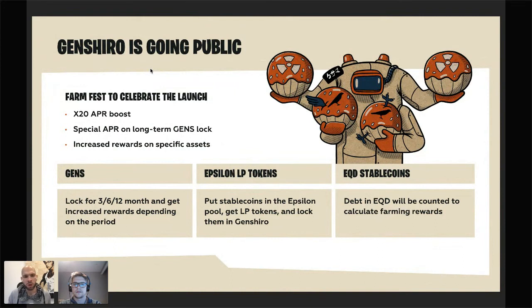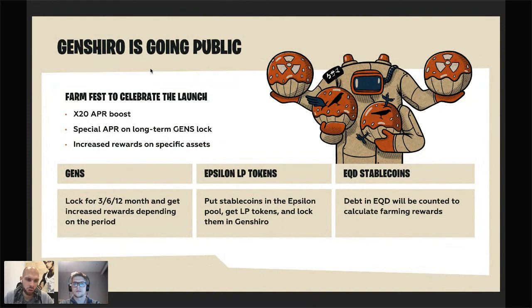So for example, if you use Epsilon LP tokens within our platform, or specifically provide liquidity into Epsilon, get LP tokens and lock them in Genshiro liquidity pools, within this period of the farm fest, the APR on this liquidity will increase significantly. Another option is to generate EQD stablecoins. It's our native stablecoin, which Peter already announced. So basically, you can generate this EQD stablecoin and lock it in the liquidity pools, or, for example, provide this liquidity to our Epsilon protocol.